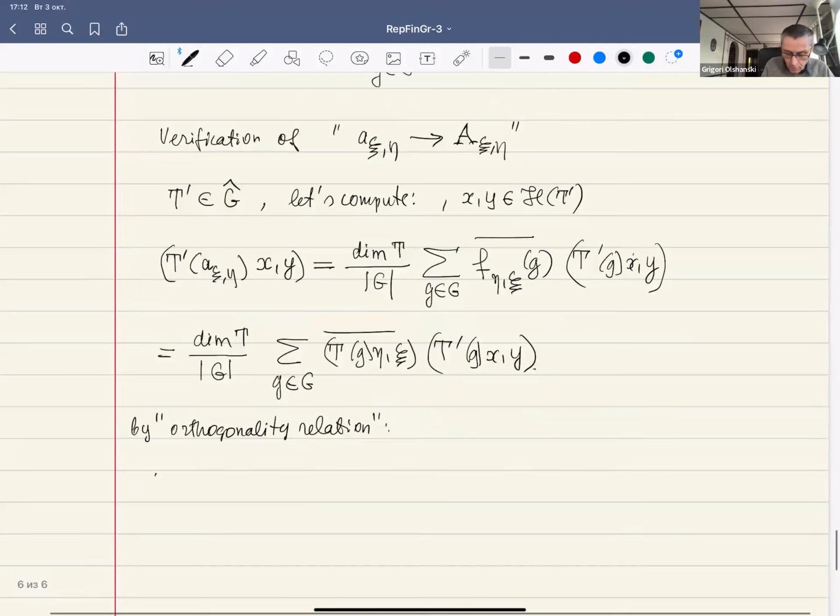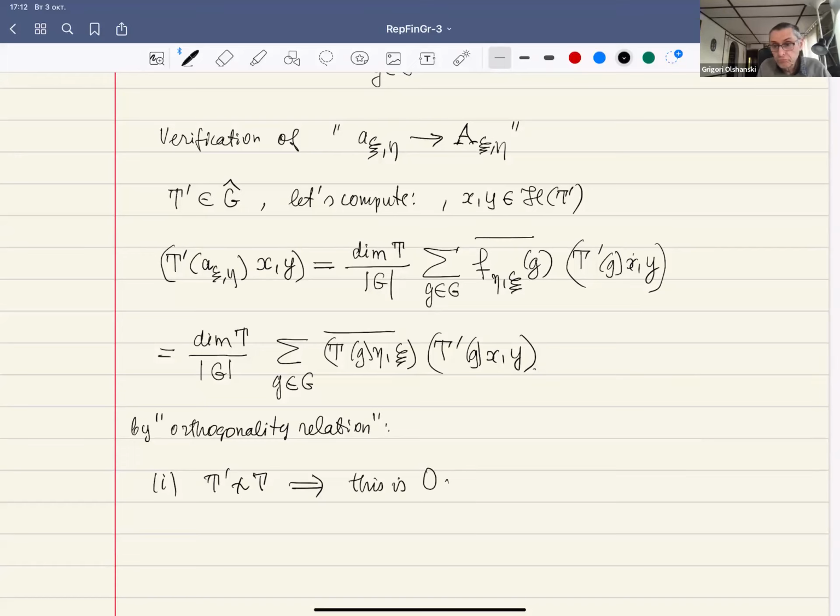By orthogonality relation, we have first, if T prime is not equivalent to T, this is 0, because this is the scalar product of two matrix elements which correspond to different irreducible representations. So the result is 0. This is what we want, because we want to produce an element of group algebra which corresponds to a single component.